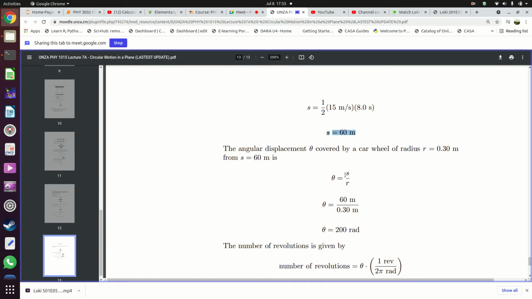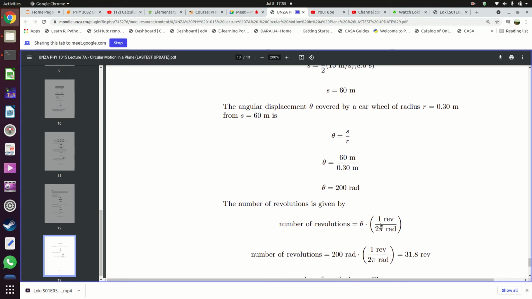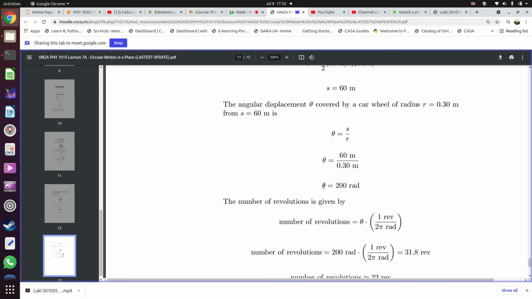So theta is going to be s over r, so theta is equal to 60 meters divided by 0.3 meters, and that's going to give me theta equals 200 radians. So this is the angular displacement, 200 radians. How did I get the 200 radians? I got it from s, which is 60 meters. I divide it by the radius, and that's what I get.